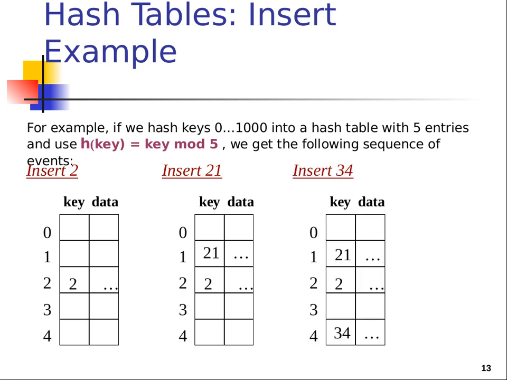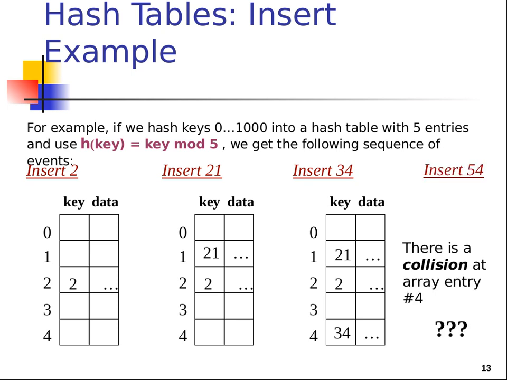All right, we're doing great. 34 goes to 4. We're doing good. We insert 54. Why is this a problem? Yeah, so they have a collision. How can we solve this? What's that? Yeah, we could use a linked list, which is the first thing we're going to talk about.